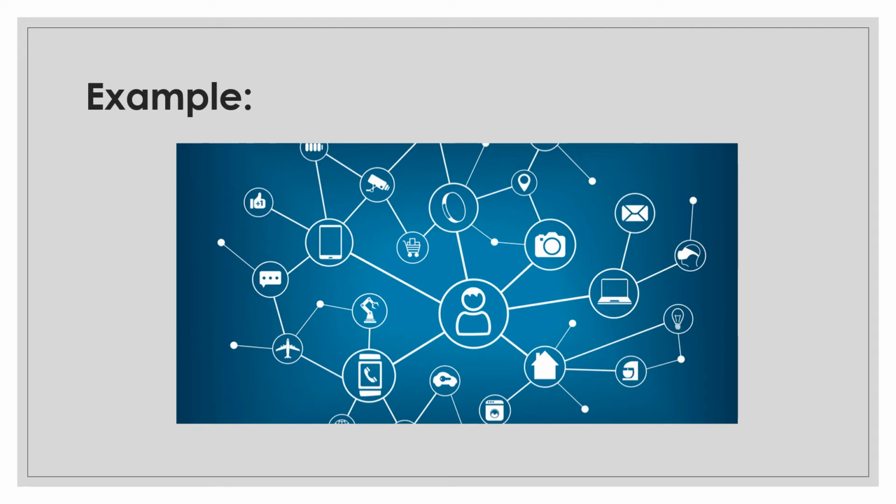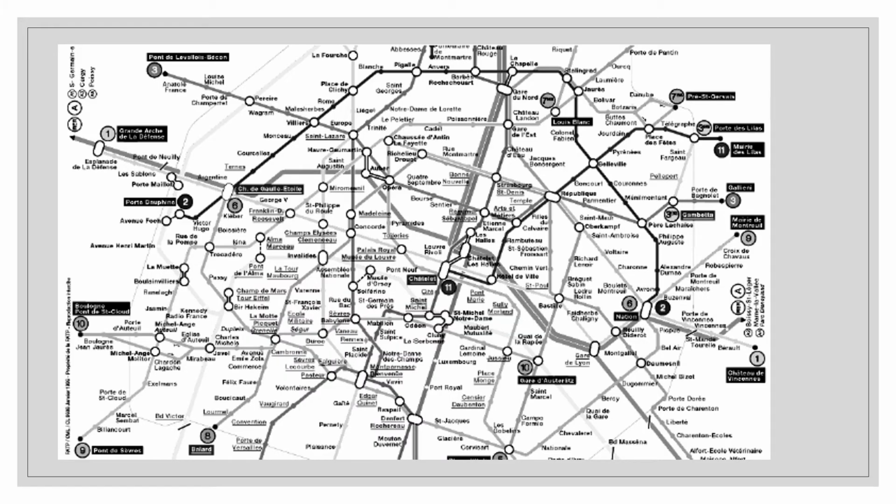Let's see how a network looks like. So it looks like this. This is an example of a social network. You can see the people here: computer, camera, email, tablet, and so on. So this shows the social network. And this is the transportation network. If you look clearly, there are many places.